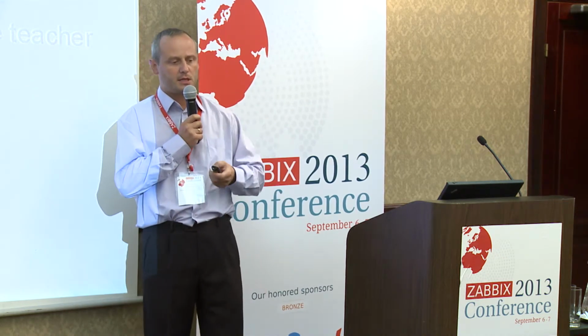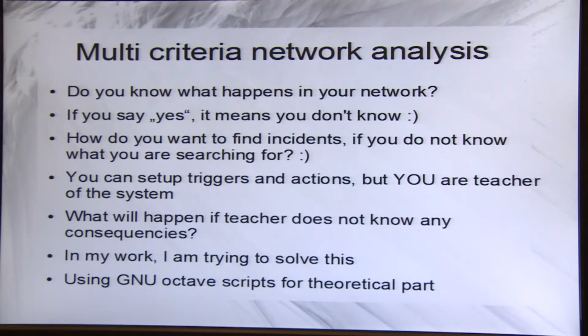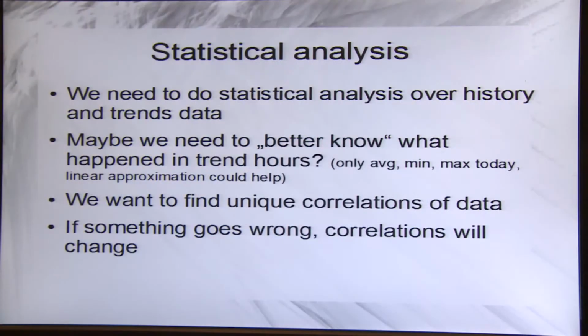Now I use GNU Octave for manipulating data. I have a script to get history and trends from Zabbix and analyze them externally in Octave. There are some graphs and other things which are the output of this. The goal is to make a statistical analysis of history and trends data, so we can find things which repeat in time. We can find some peaks, something like this.